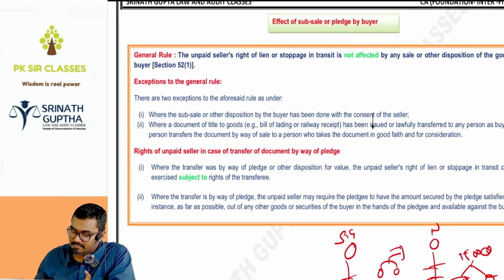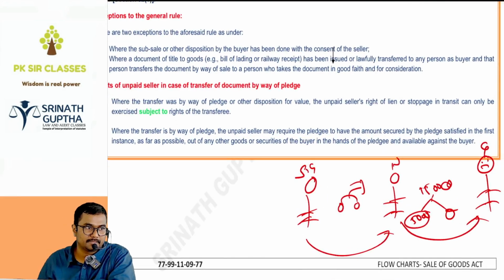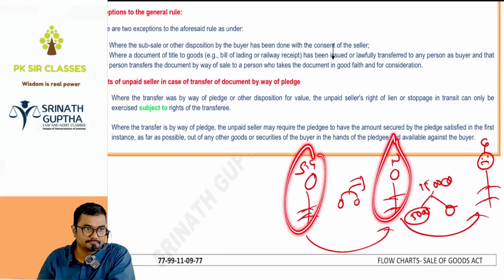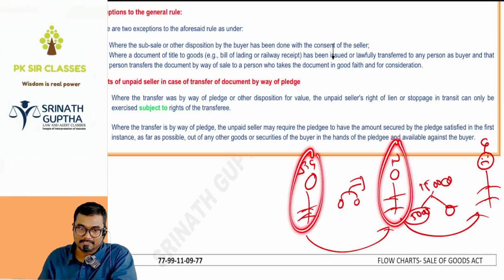Next, effect of subsale or pledge made by the buyer, not that important. I sold the cycle to whom, beta? Navadip. But Navadip has not paid my money. Navadip said, sir, let me go for a trial run. The cycle is given, but my money is not paid.